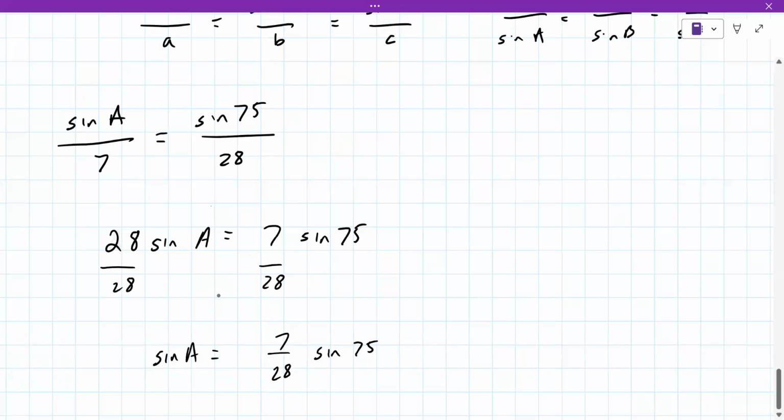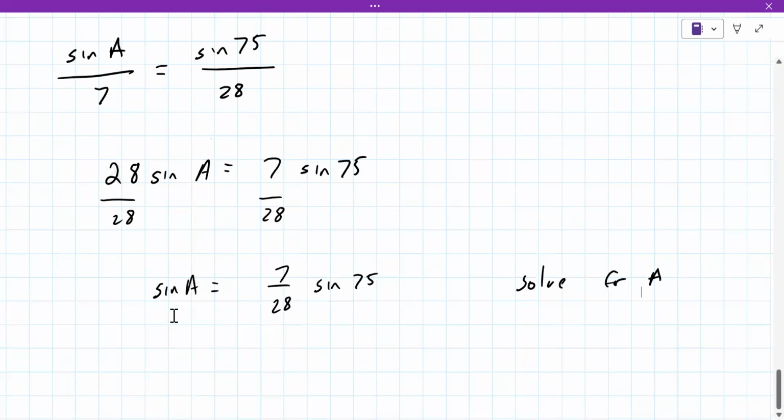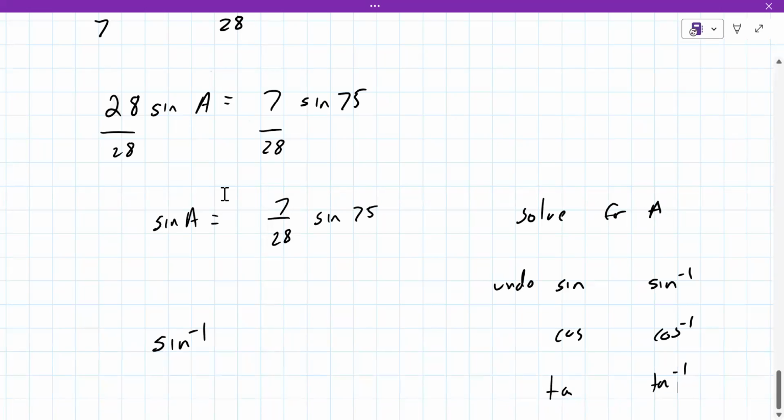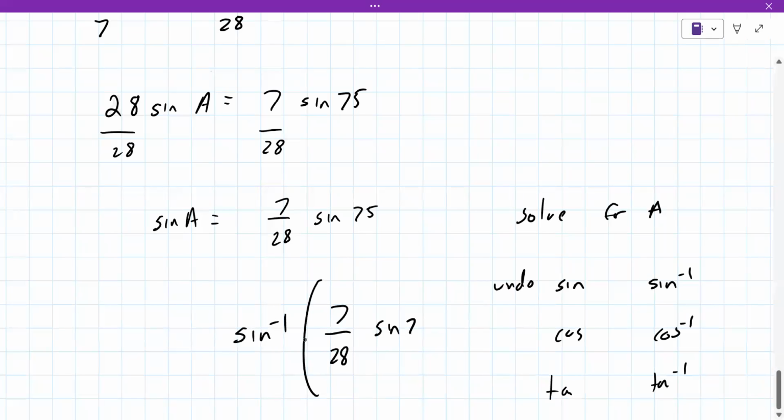But you're not done. You're solving for A, not sine A. Solve for A, which means you have to undo sine. You remember how to undo any of the trig functions, sine, cosine, tangent? Sine inverse. Oh yeah. You undo sine with sine inverse, cosine with cosine inverse, tan with tan inverse, and so on. So there is a step where you take the sine inverse of both sides, but really it's just the outermost function here.